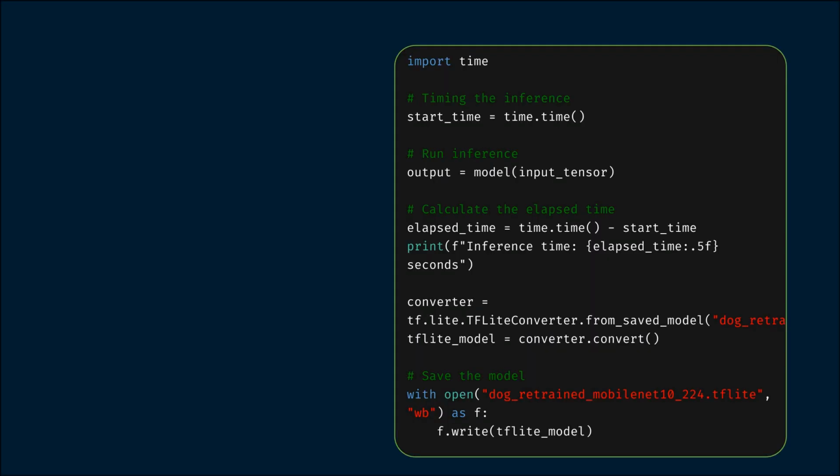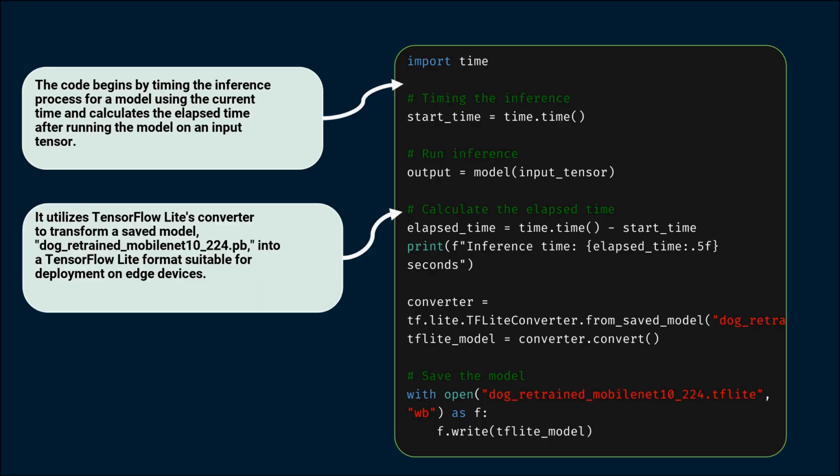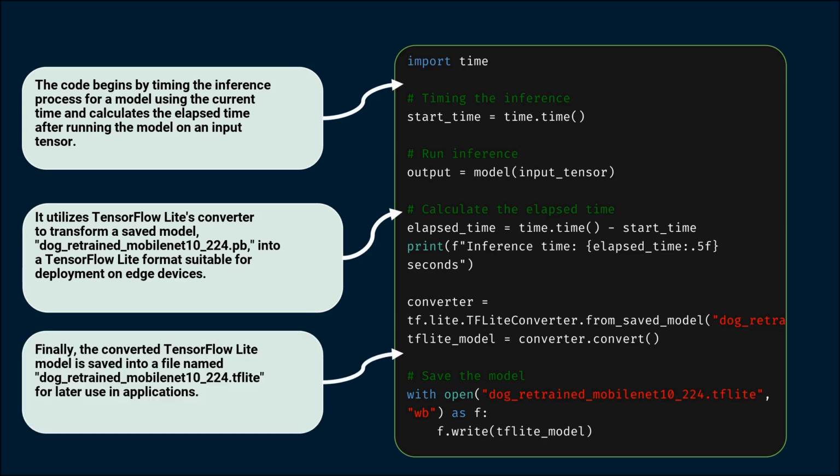Next, we will write a code snippet to benchmark the inference speed of our Mobilenet model. First, we utilize the Python time module to measure how long it takes to generate predictions based on our input tensor. The code begins by capturing the current time before we run the inference, which involves passing the input tensor to the Mobilenet model. After obtaining the output, we simply calculate the elapsed time by subtracting the start time from the current time after inference completion.